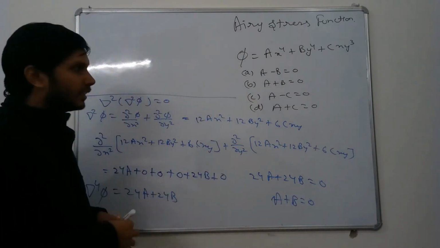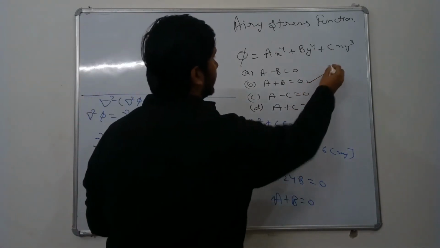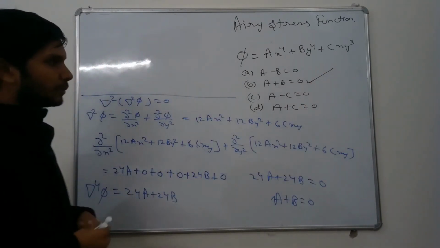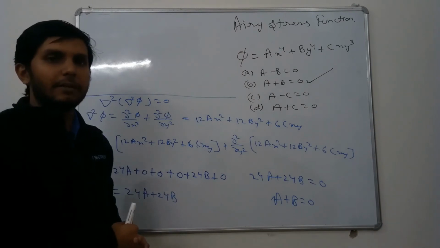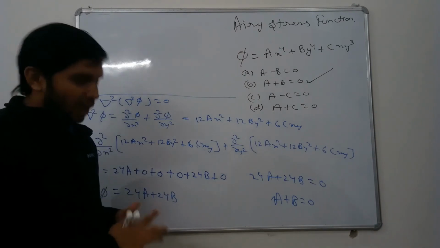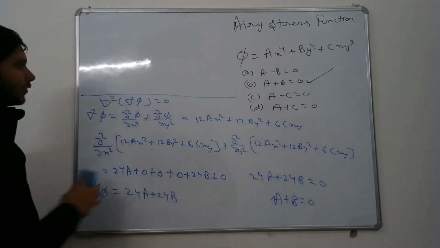So I think you got the answer. The answer is B. Okay. So if a plus b equal to 0, then this will satisfy all the equilibrium as well as compatibility equation. Fine. Now we will solve another question of GATE 2016.